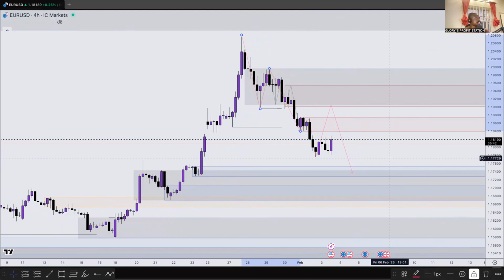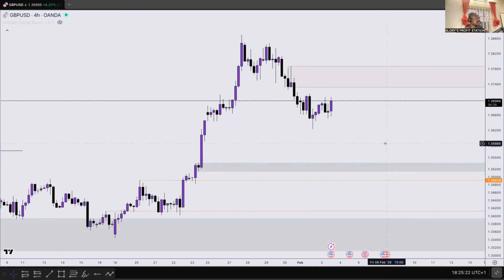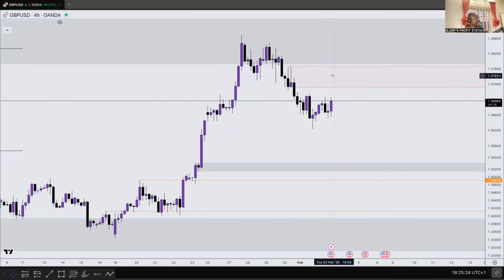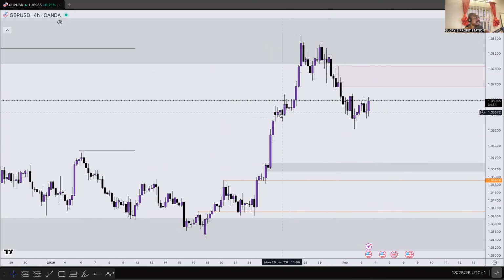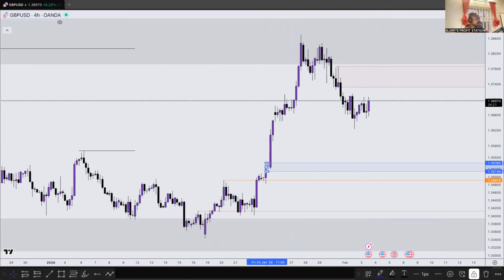So this is Euro USD, with similar price action on GBP USD. This area here, again, we've taken out these. Look at this massive imbalance around this area here. So we can expect the market to push down. We have this area on the 4-hour time frame. This is a 4-hour demand level. And of course, we have other demand levels around this area here.